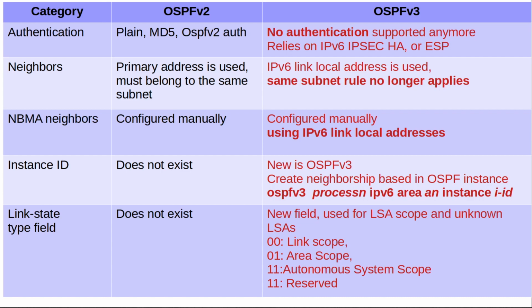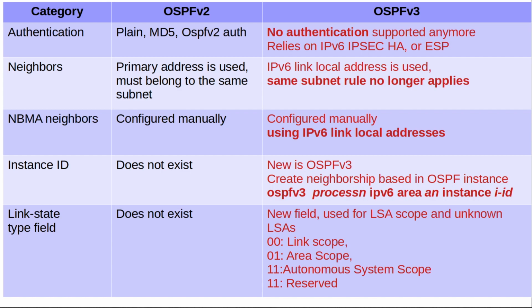Devices will form neighborships using their IPv6 link local addresses, and they can become neighbors even if they do not belong to the same subnet. For non-broadcast multiple access networks, you will still have to configure your neighbors manually, but you will have to use IPv6 link local addresses. OSPF version 3 now has an instance ID where you can create different neighborships depending on the instance ID between your devices. The instance ID actually travels between devices.